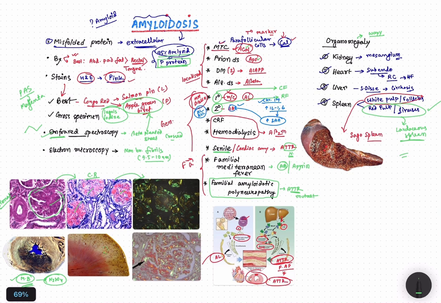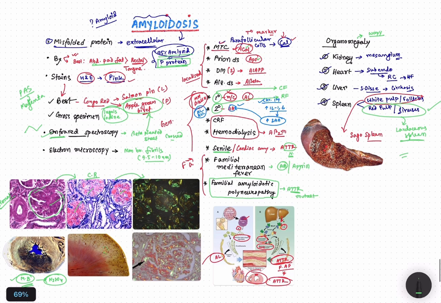So, a rapid fire. What is the most common biopsy site that we use? It is the abdominal fat pad, followed by rectal, followed by gingival. What is the best stain for amyloidosis? Congo red. What is the gross stain for amyloid? It is Lugol's iodine, followed by H2SO4. What is the most common organ affected? It is kidney. Second most common, heart.